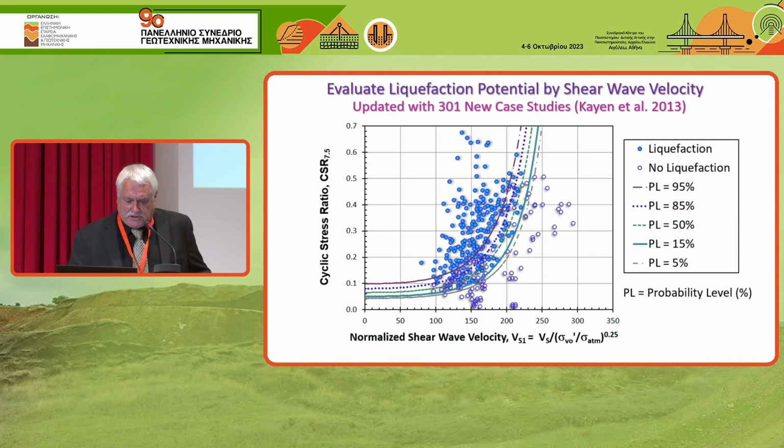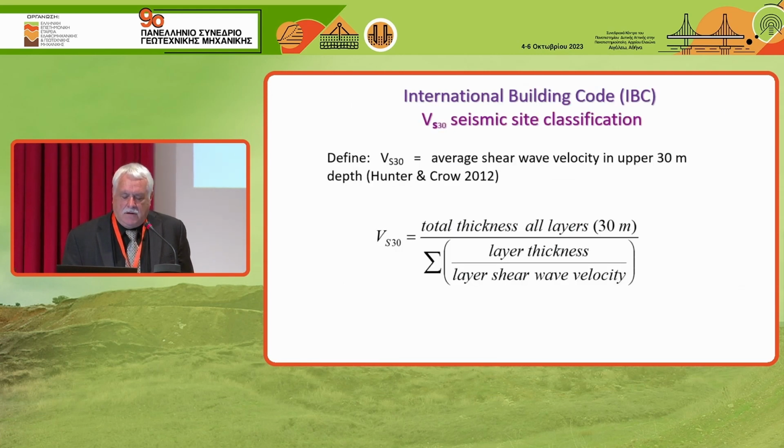And that was more recently updated by Robert Kayen et al., where they added 301 new case studies. And instead of just a binary decision, yes or no, they put in the probability of liquefaction going from, say, 5% to 95%. You can also look at VS30, which is sort of the average.